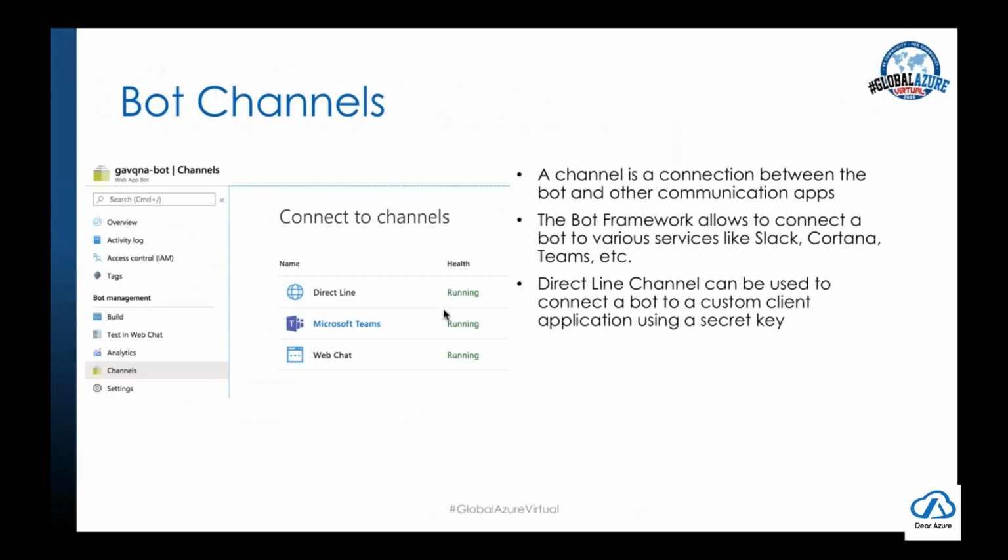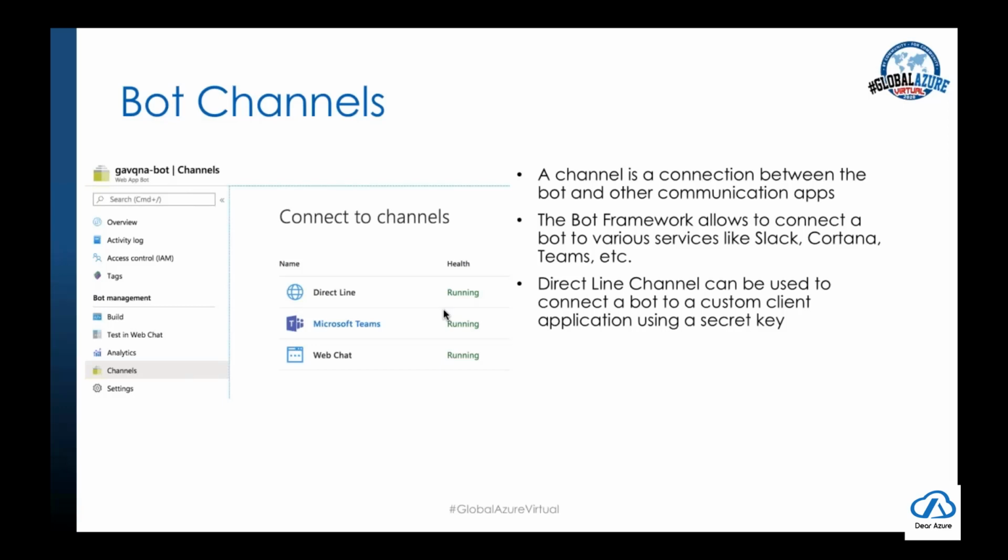Right now what we have done is we have created a Q&A service, we have created a knowledge base, and we have created a bot that uses that knowledge base. But till now we are only using that bot within the portal itself through the test in web chat feature. Now let's say we want to consume this bot in another application, like Teams. In Teams you must have seen there is a bot option that you can add as an app to your team. Or let's say we have any custom client side application on which we want to use this bot. The connection to all these applications is done through channels.